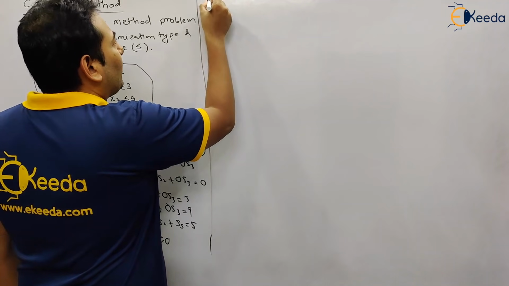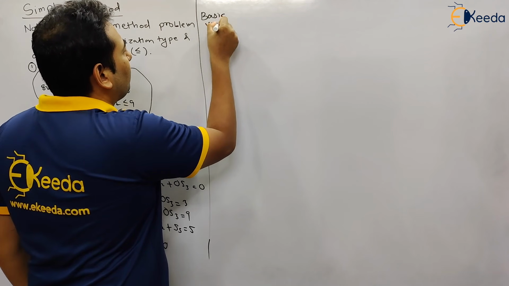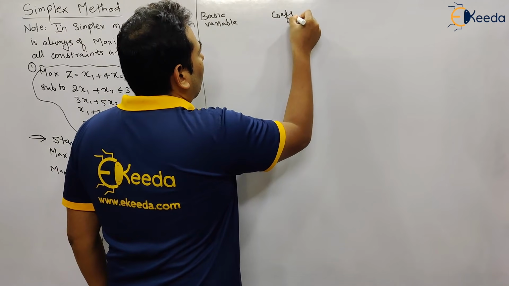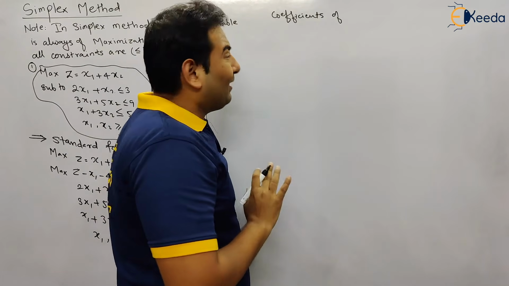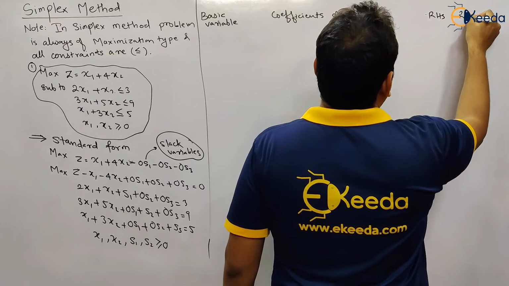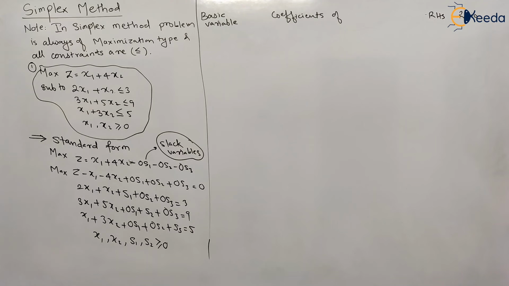Here we need to form a table. The first is basic variable, then we have coefficients of, you need to remember the format of this table, then we have RHS, and finally we have ratio. You need to remember this format of the table. So we need to fill in this particular table.